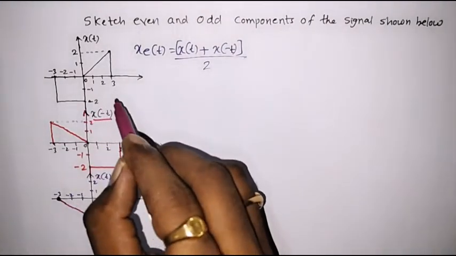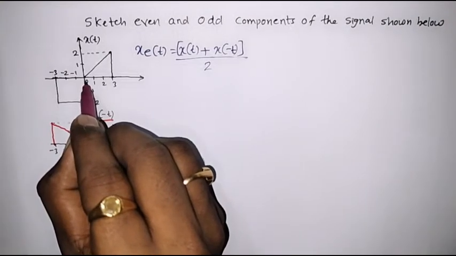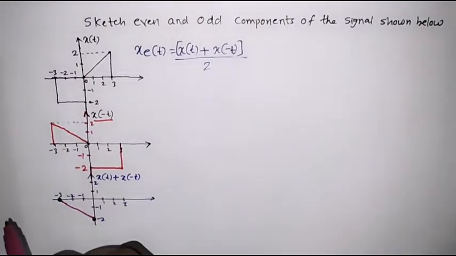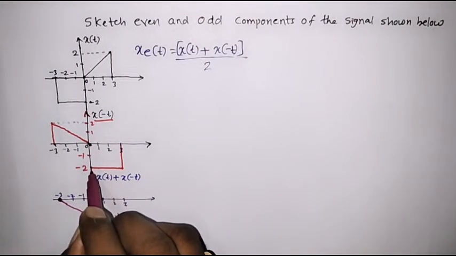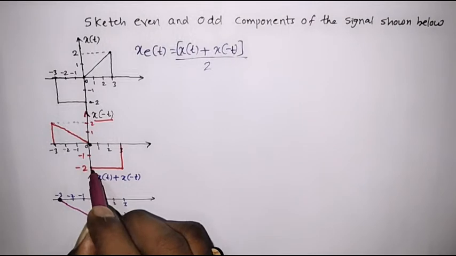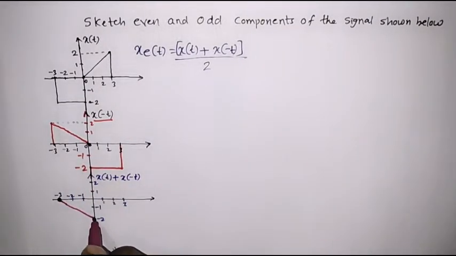Now we'll take the right-hand side. Here we can observe at t equal to 0, the value is 0 itself, and here at t equal to 0 the amplitude of the signal is -2. So when we add 0 with -2 we'll get -2. So this is the point here.